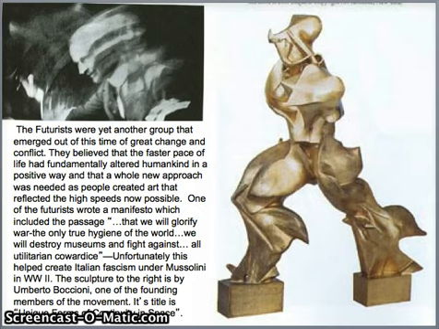The sculpture to the right is by Boccioni. And I'm going to end now because we're out of time, and we'll start with part 2.